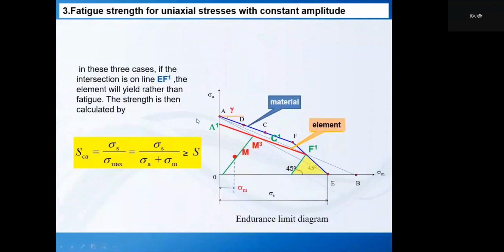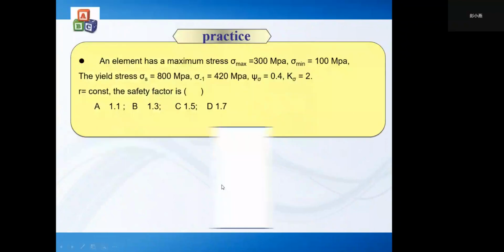And then we usually should also consider the safety factor under the static stress state. If the intersection is on line EF1, we should consider the static stress state. Use this.